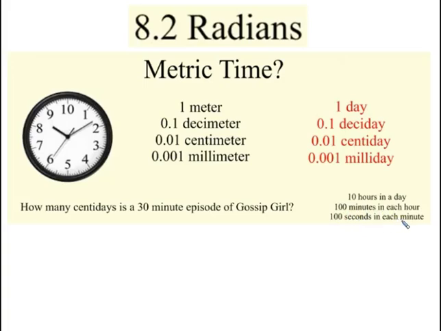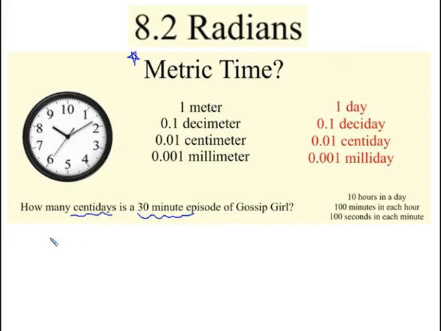So instead of using the traditional 24 hours in a day and 60 minutes in each hour and 60 seconds in each minute, if we were to consider using a metric system for our time intervals, it would look something like this, where one day is kind of related to 1 meter, and we would be talking about decidays and centidays and millidays instead of minutes and seconds. So let's try to convert this idea of a 30-minute episode of Gossip Girl, or whatever your favorite television show might be, into centidays.